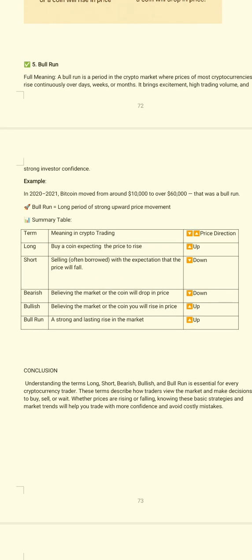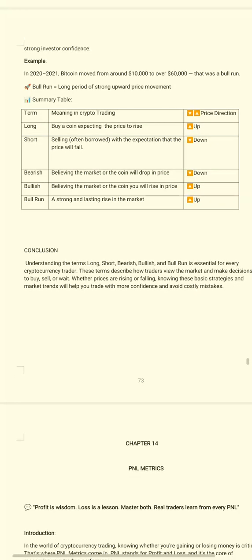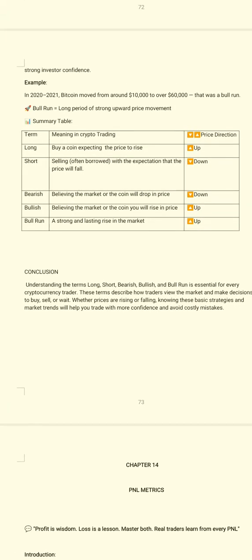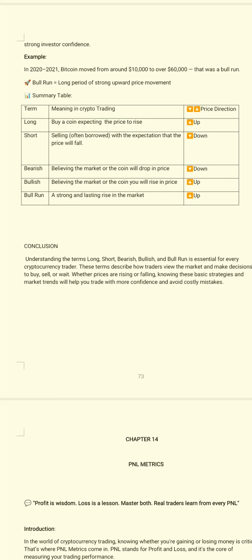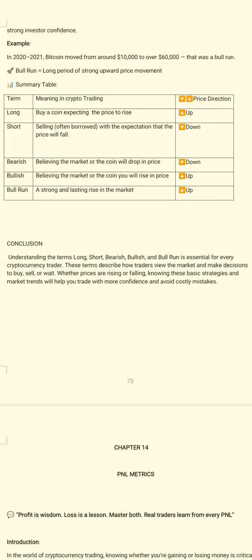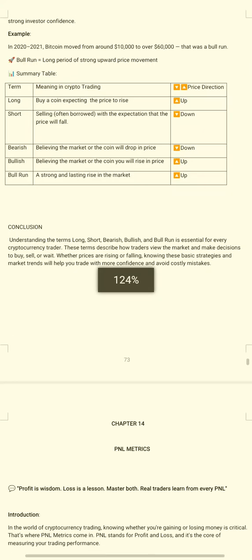Look at an example. In 2020 to 2021, Bitcoin moved from around 10,000 to over 60,000. That was a bull run. So a bull run means a long period of strong upward price movement. That is what a bull run is all about. You can go through this table summary to check it very well. If you already bought this book, go through it so that you can see the table summary. Read it. Everything is written in very simple English.